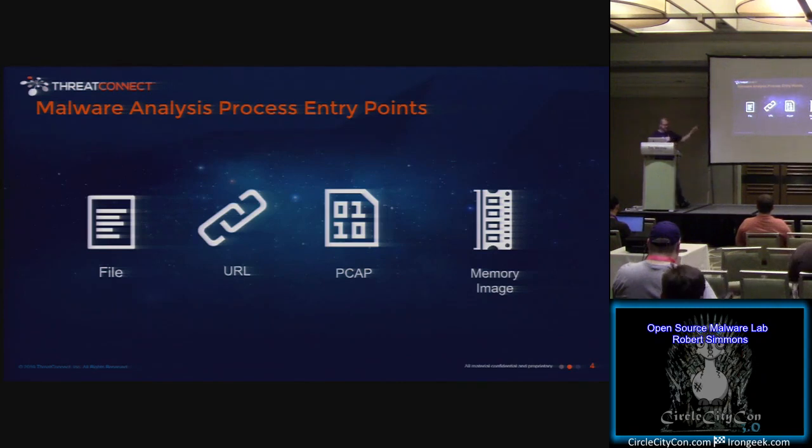So the first one you have here is a file. And when I say a file, I mean anything that's executable, and also anything that's exploitable by running or opening on your machine. So this also includes documents, Excel documents, PowerPoint. It includes Flash files. It includes Java jars. It includes PDFs and DLLs, anything that's executable. So these are all a file entry point into the malware analysis process. The second item here is a URL.